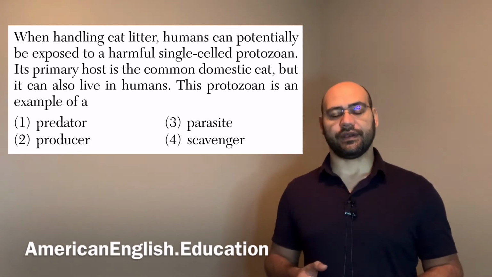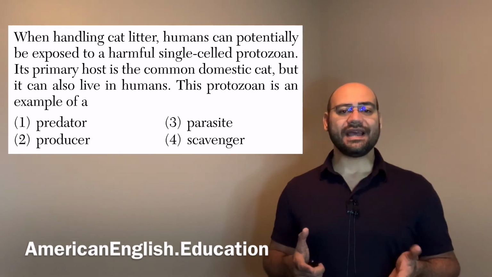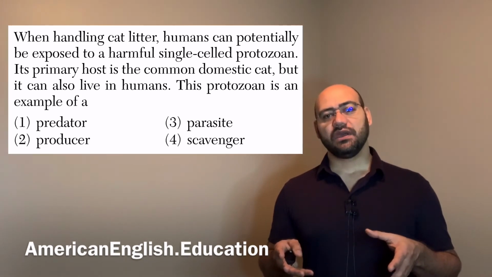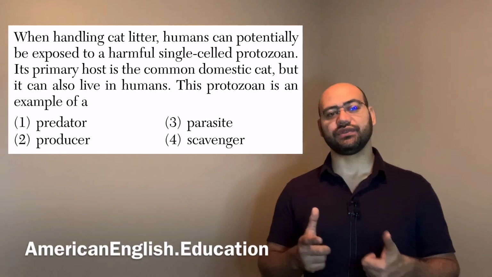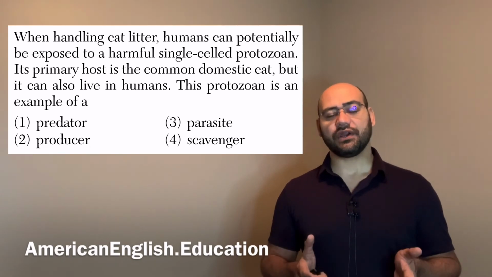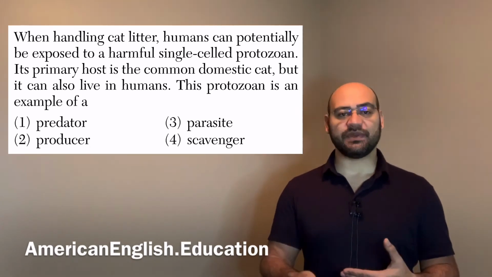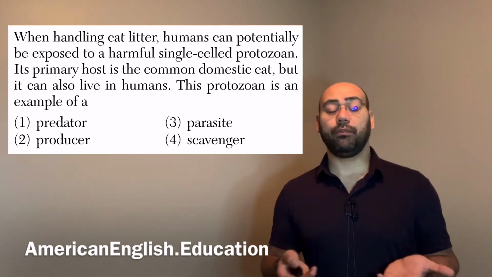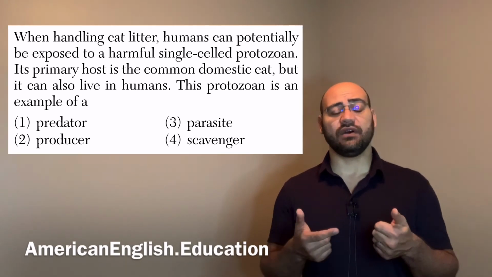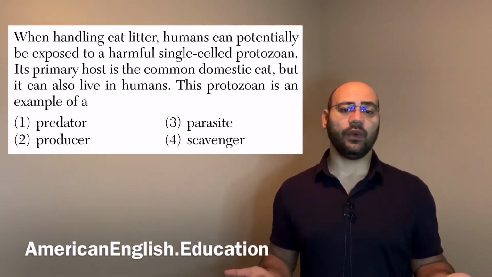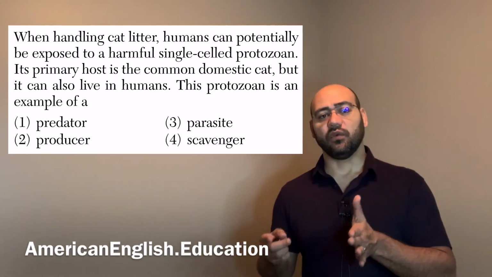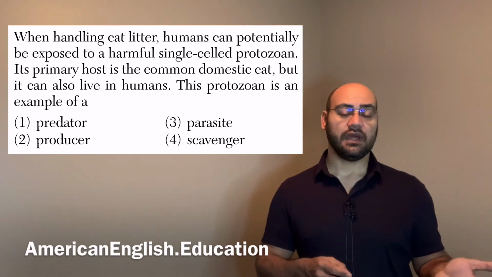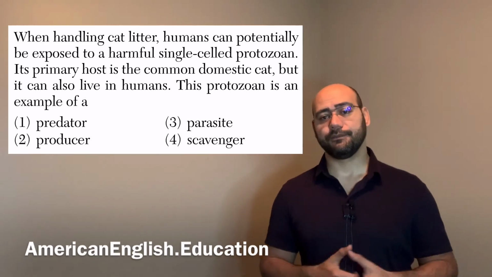Number 1, predator. When you look at problems like these, you have to pay attention to the association. A predator is associated with its opposite counterpart called the prey. But again, do we have even the word prey in this text? No, we don't. Hence, we don't have anything to do with a predator. Therefore, number 1 is incorrect.